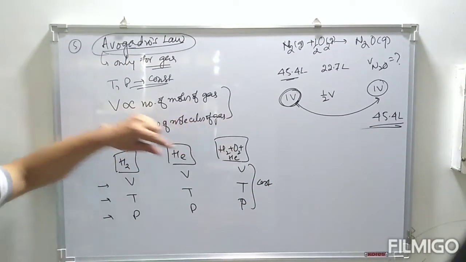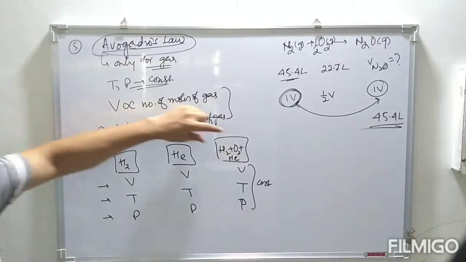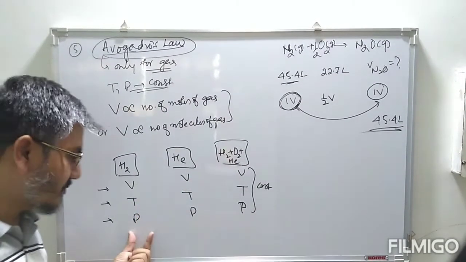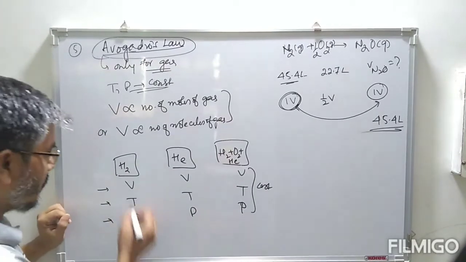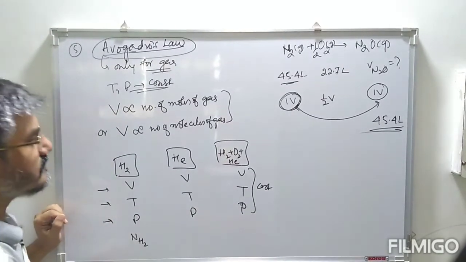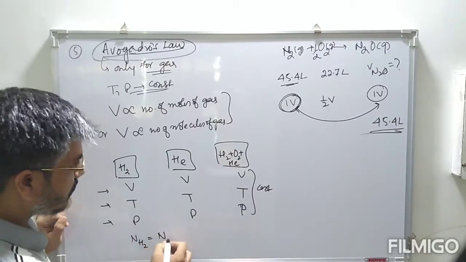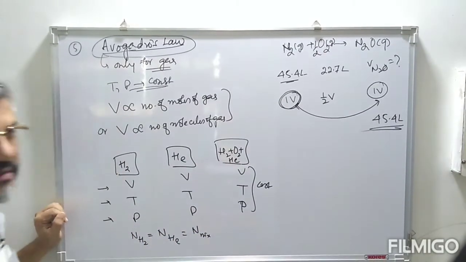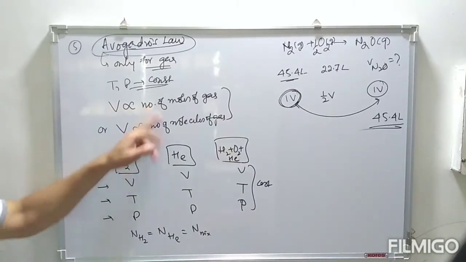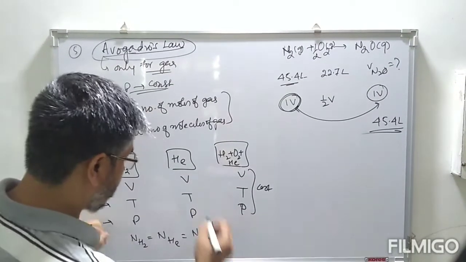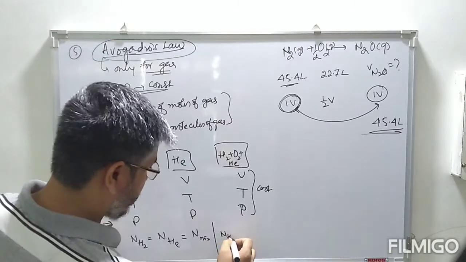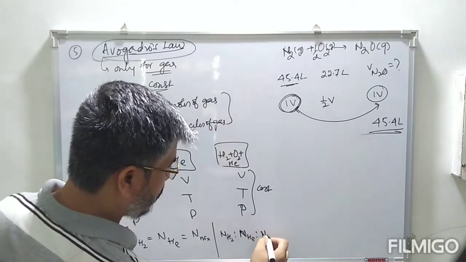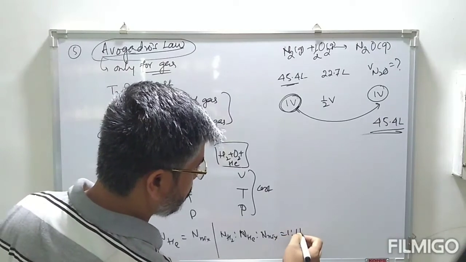So we have three containers containing three different gases: hydrogen, helium, and a mixture of gases. All containers have the same volume. They are placed at the same temperature and pressure. Then the number of molecules of hydrogen will equal the number of molecules of helium, which will equal the number of molecules of this mixture, or you can say the number of moles of gas will be the same. So therefore, the ratio of molecules of hydrogen to helium to the mixture is logically 1:1:1.